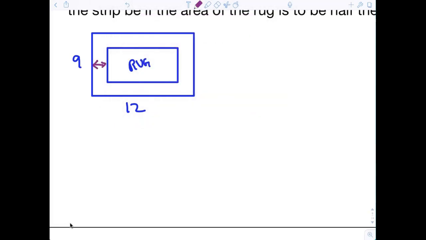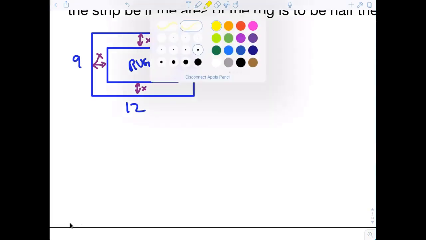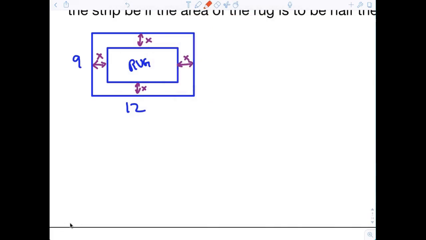Do we know? No, so we're going to call that X, exactly. This is X. And again, how far away are we here? Same. And here, X. And here, X. That's what it means by uniform distance. Now the hard part. Make sure you're with me, make sure you understand what I'm saying.